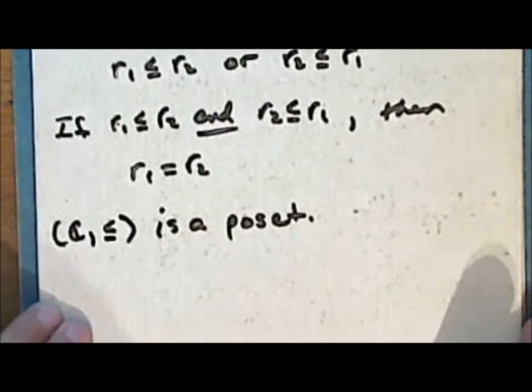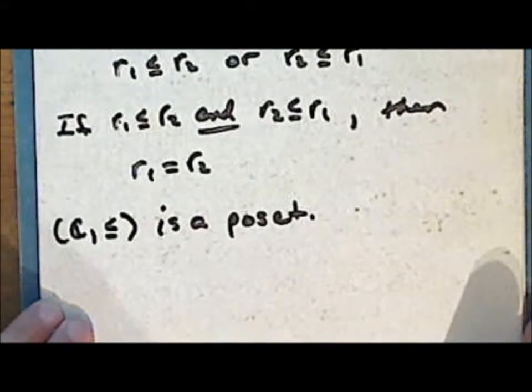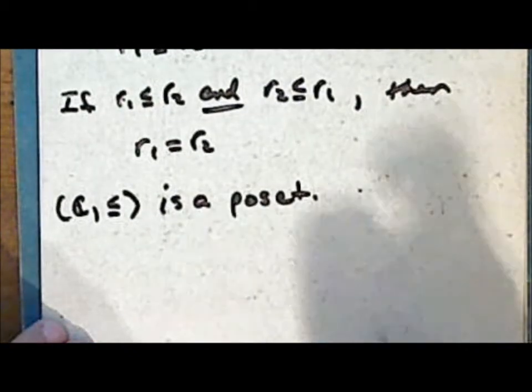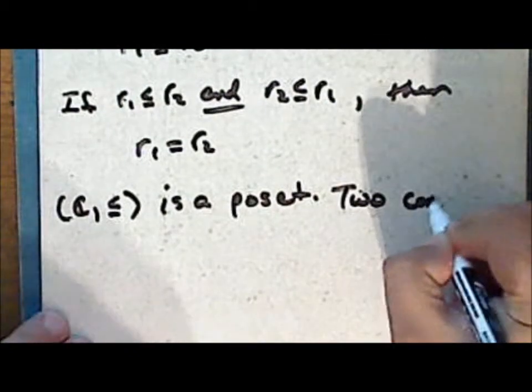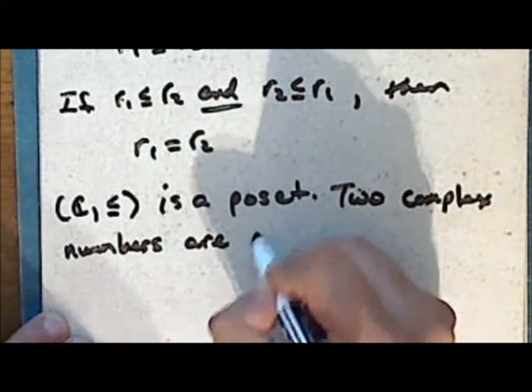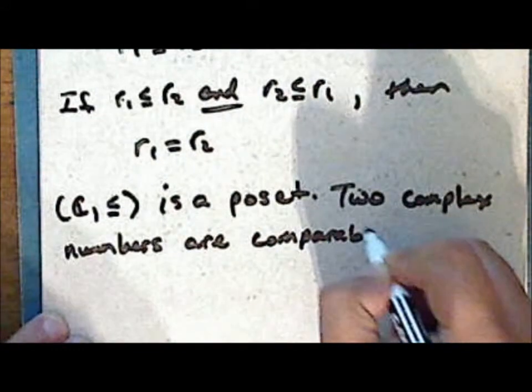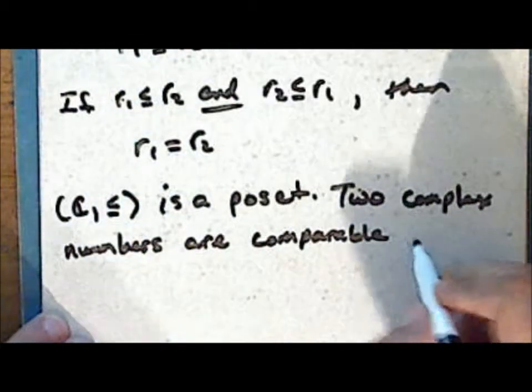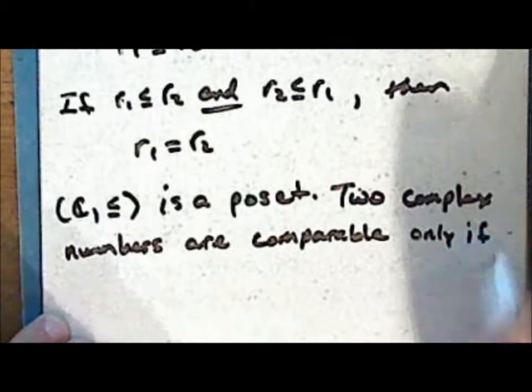Now, in contrast, the set of complex numbers with the relation less than or equal to is a poset, a partially ordered set. Two complex numbers are comparable only if both are real. It makes no sense in general to say that a complex number z1 is less than or equal to a second complex number z sub 2. So again, two complex numbers are comparable with the relation less than or equal to only if both are real.